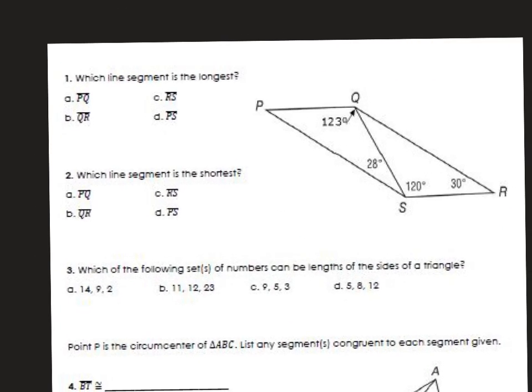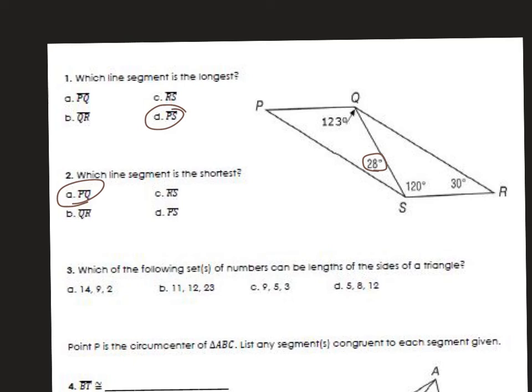In questions 1 and 2, we want to identify the largest possible segment, but we don't have any segments to measure. Instead, we have our angles. The largest angle will be opposite the longest side. So the longest side here is going to be opposite angle Q, which makes side PS our longest segment. Our shortest segment is going to be opposite that 28 there. Opposite the 28, we have PQ, making that the shortest segment.